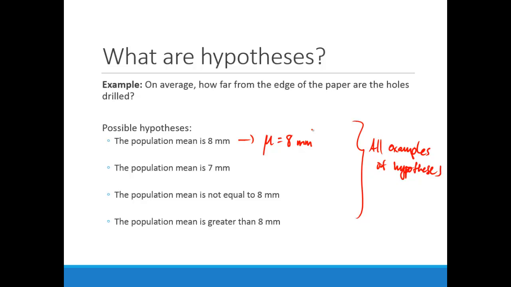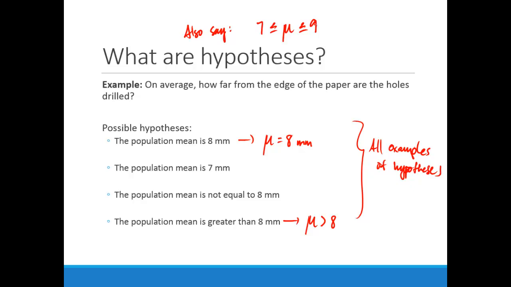Is it possible to say it's within a range? Absolutely, you could. Maybe that's this one down here, mu is greater than 8. I'm guessing what you meant is that mu is between 7 and 9 or something like that. Yes, you could say mu is between 7 and 9. That's a statement about the population parameter, so that could be a very fine hypothesis.